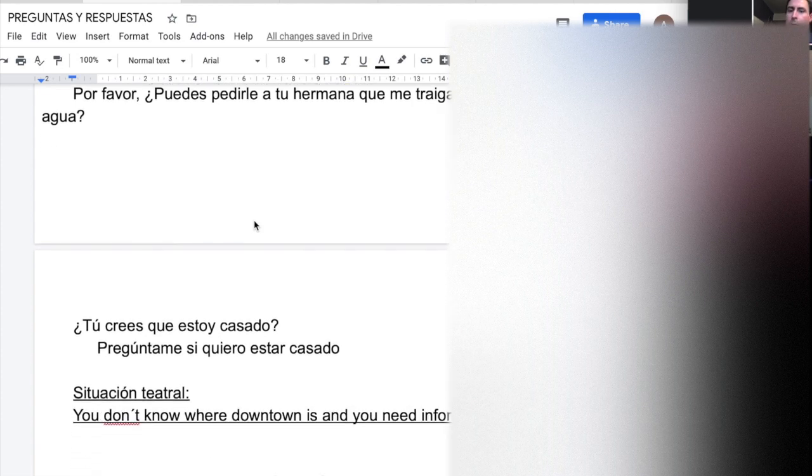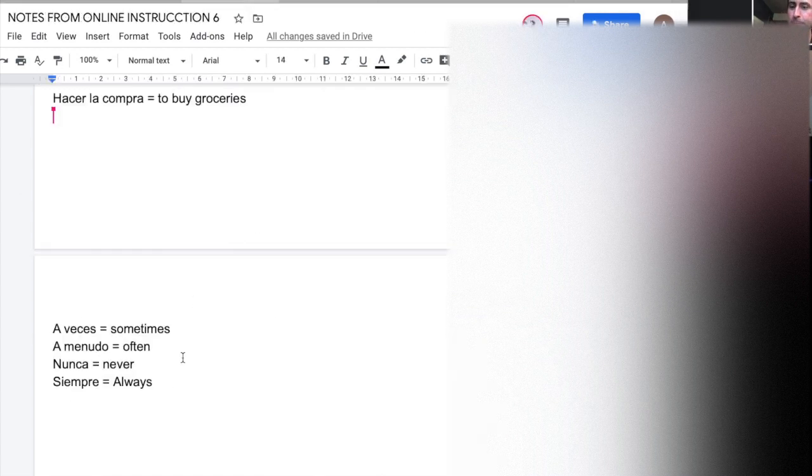Importante. Finn, ¿tú crees que yo estoy casado? Casado. Vale, ¿tú no comprendes casado, Finn? No. Tú no comprendes casado. Vale, yo te escribo aquí. Casado significa... married.